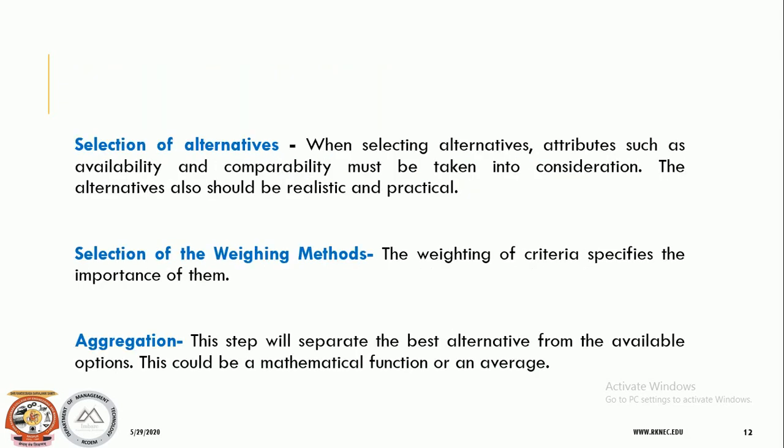Then selection of alternatives. Whenever we select alternatives, attributes such as availability and comparability must be taken into consideration. The alternative should be realistic and practical. If I am going to buy a mobile phone, I may not expect all the best things to fall into the lowest category. It means in 20,000 only I should not expect to get the maximum RAM, or in 20,000 the maximum screen size.